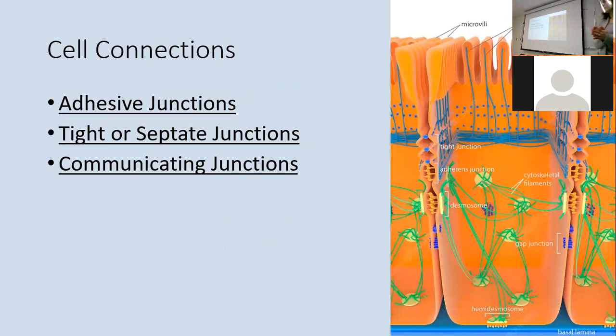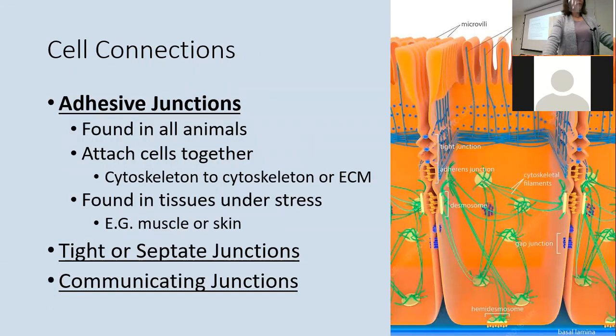All right, so if cells are of similar types, for example in the same tissue, it's ideal that they'll be connected together somehow. We are animals. We don't have middle lamella or other things. So we're going to talk about connections between cells. There are 3 kinds of junctions, and we'll talk about them fairly briefly: adhesive junctions, tight or septate junctions, and then communicating junctions. So, adhesive junctions. Adhesive junctions are found in all animals and are just what they sound like. We don't have a middle lamella, but we have adhesive junctions.